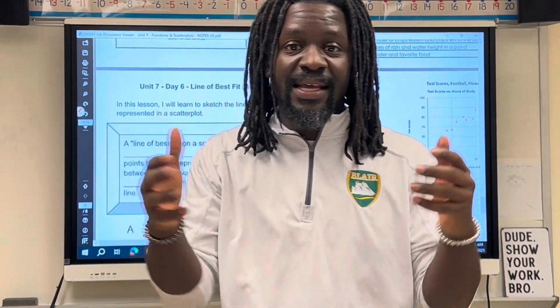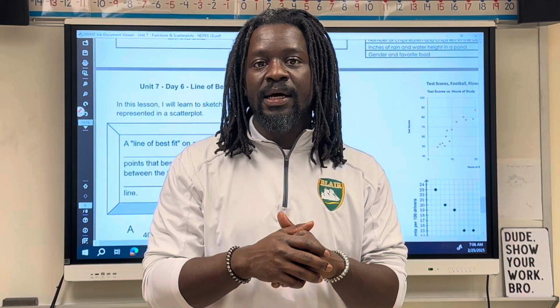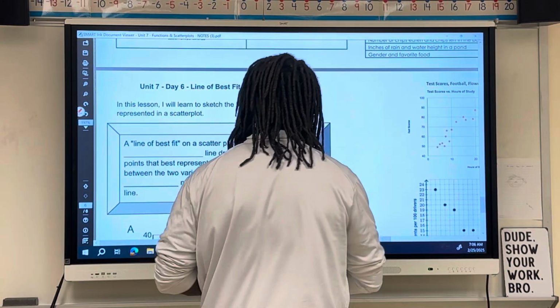And so in today's lesson, we are looking at the line of best fit for scatter plots. And in the same way, we don't want the line to be too high. We don't want the line to be too low. We want the line to be just right. And so I'm going to show you how to do that. So let's hop into today's lesson.